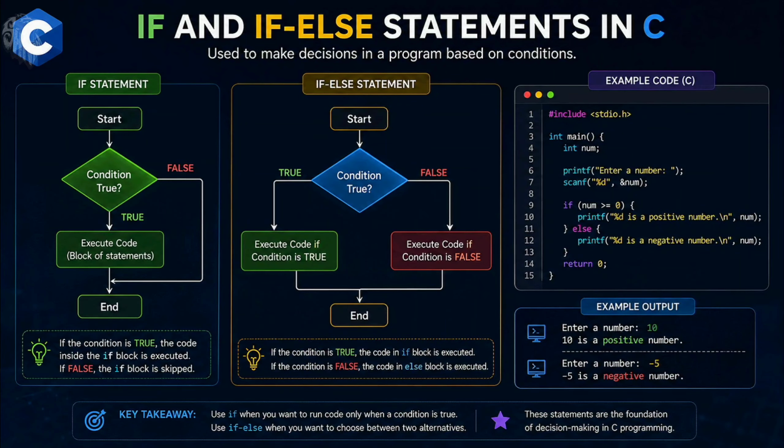11. Conditional statements. They allow a program to make decisions. If age >= 18, printf("adult"). Meaning, if the condition is true, execute the code. If marks >= 40, printf("pass"), else printf("fail").